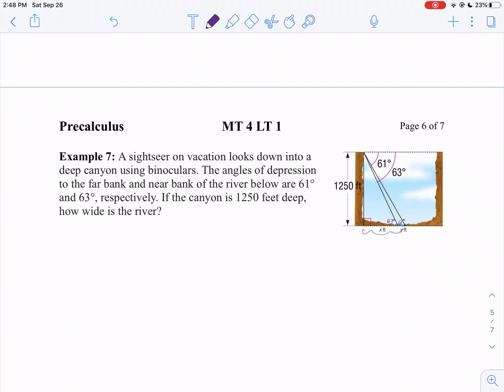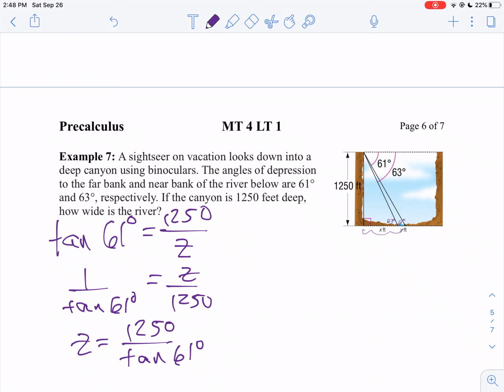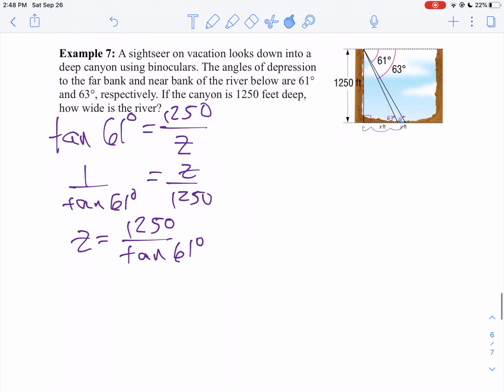Say, the tangent of 61 degrees is the opposite, which is 1250, over, I'll call that z. I'll use the property of reciprocals again, so I'll say 1 over the tangent of 61 degrees equals z over 1250. So z is 1250 divided by the tangent of 61 degrees. I think I'm going to leave that alone for now. I'll type that in my calculator in a couple of minutes.